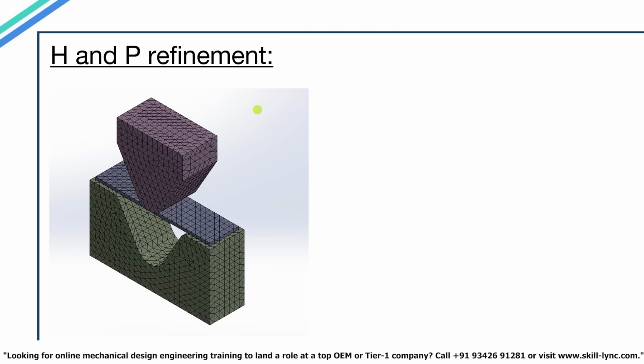So in order to check whether the discretization which we have done is sufficient or not, we perform something called the grid dependency test. In grid dependency tests, we basically run the same simulation multiple times by refining the mesh up to a point where the result does not change even after refining the mesh further. In order to refine the mesh, there are 2 methods which are generally used. First is the H refinement and the other one is the P refinement.